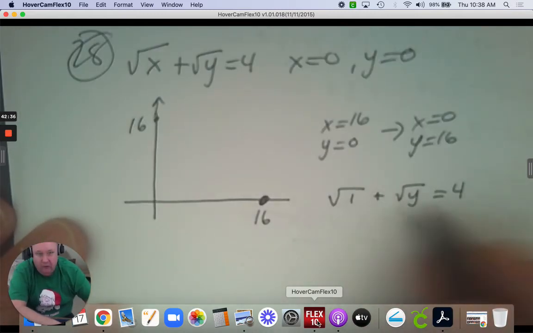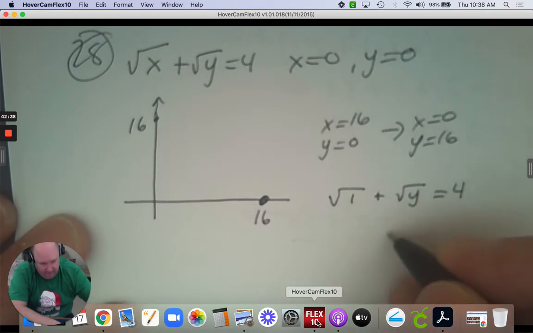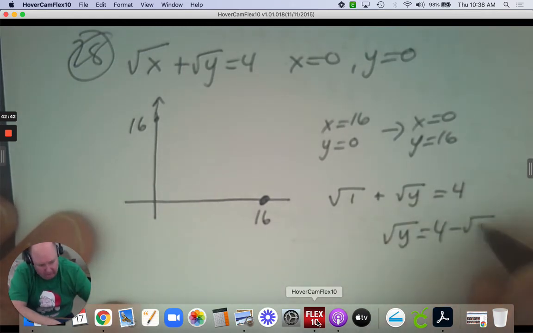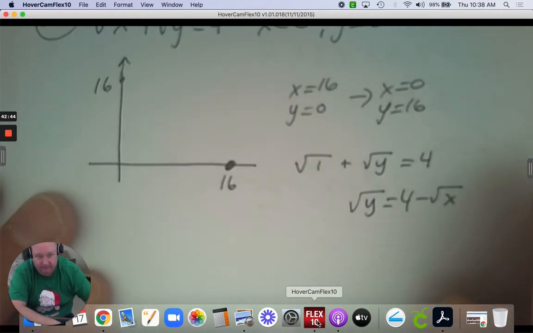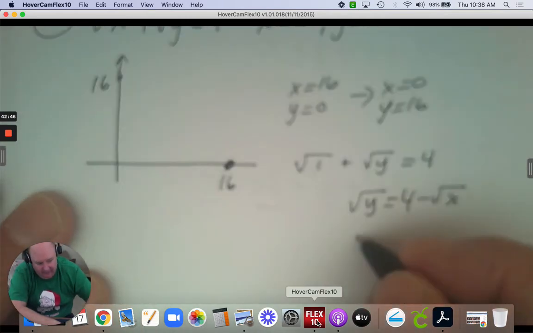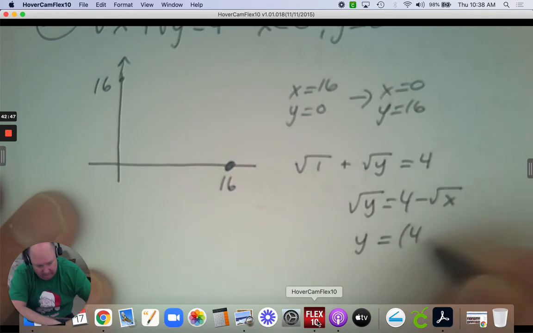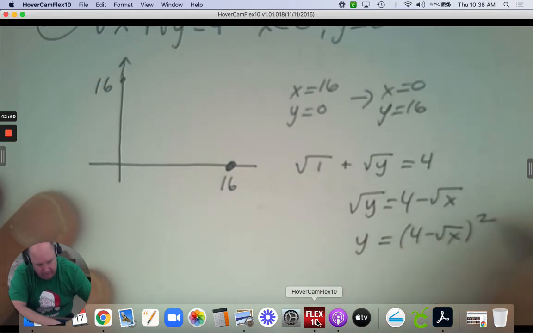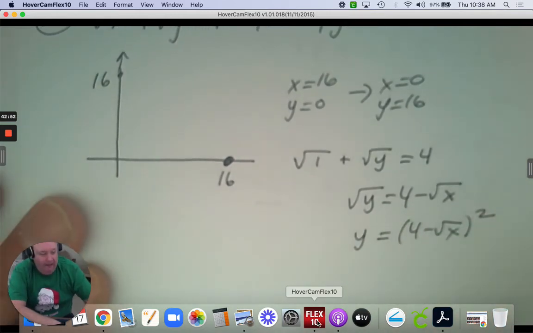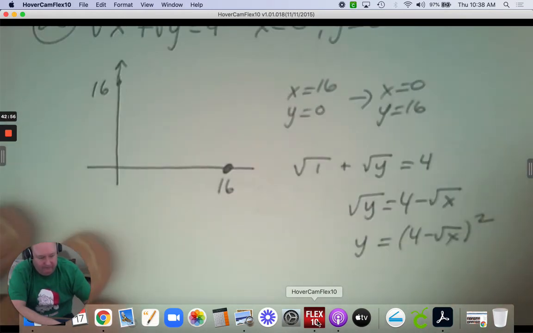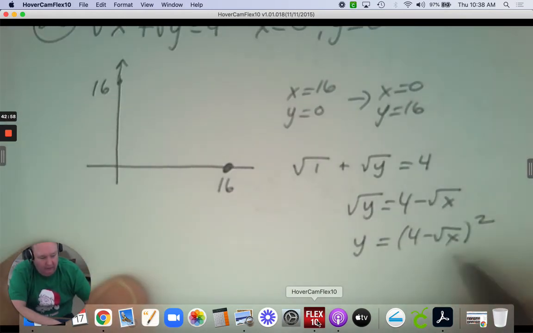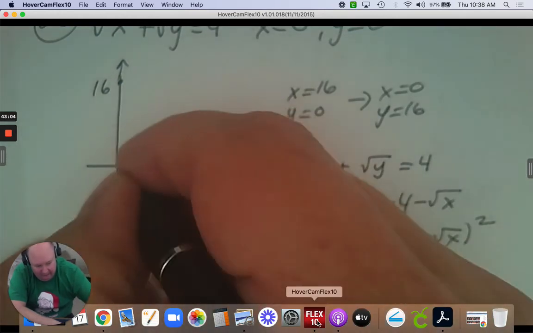I could also write it like this. I can write it as the square root of y is equal to 4 subtract the square root of x. And then I could square both sides. And then I could plug in values that would give me an answer. So maybe that's the best. So if I plug in 1 for x, that's 4 take away 1, so 3 squared, so 1, 9.